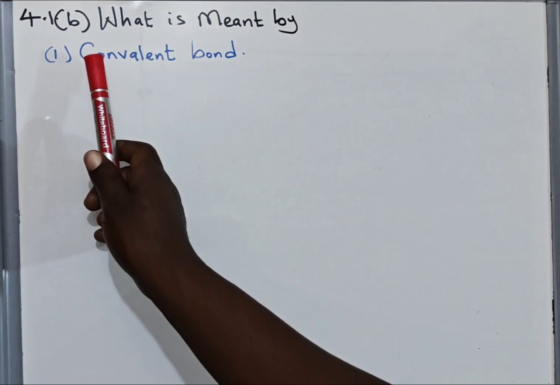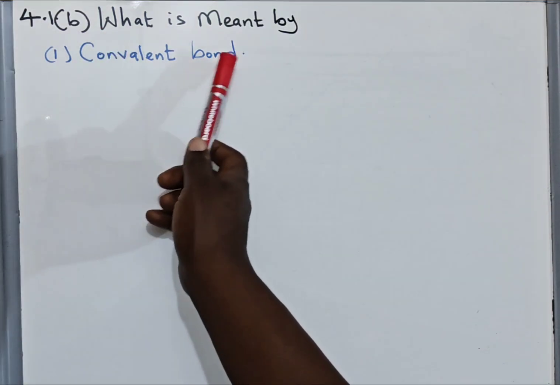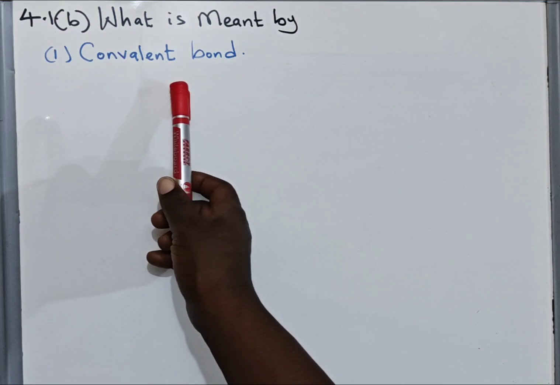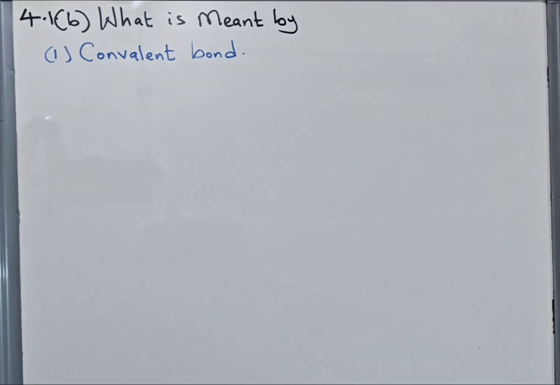Today we are looking at this question: what is meant by covalent bond? A covalent bond is the type of bond formed by sharing of electrons. One atom contributes electrons and the other contributes electrons, and when those electrons are shared, they form the bond. It can be single, double, or triple.